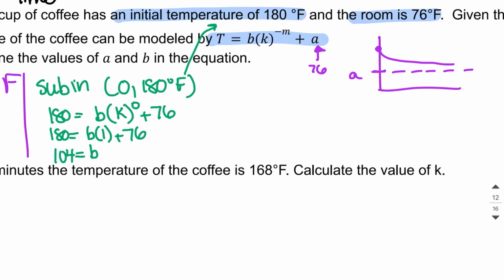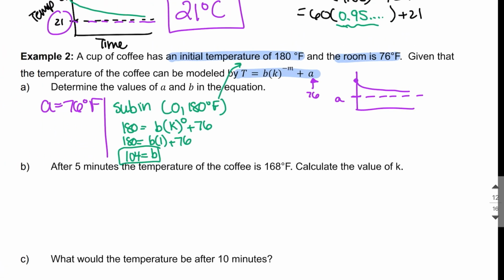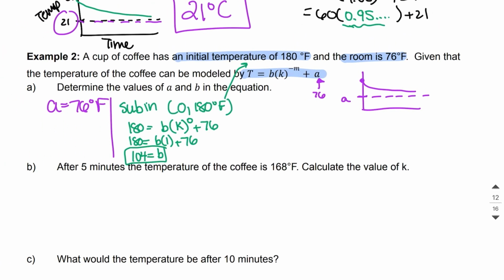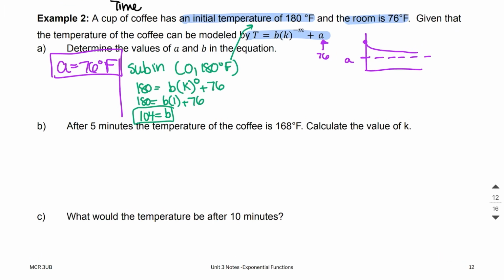So therefore, b equals 104. And A is going to equal 76 degrees Fahrenheit. Okay, so then part B says, after 5 minutes, the temperature of the coffee is 168 degrees. Let's write this out as a coordinate. So after 5 minutes, the temperature of the coffee is 168.